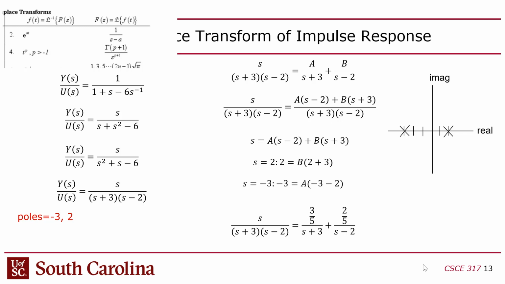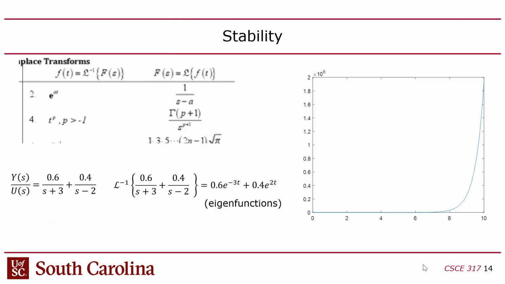So you take this and you convert it into 3/5 over s plus 3 plus 2/5 over s minus 2, just using algebra. I talked about that last time. And by the way, this only works because these two roots are unique. It's not always straightforward to do this. But we found these s plus 3 and s minus 2 denominators, and then we can convert this.